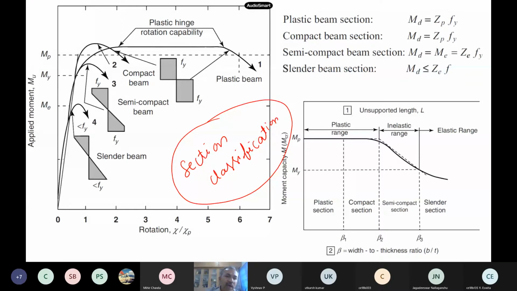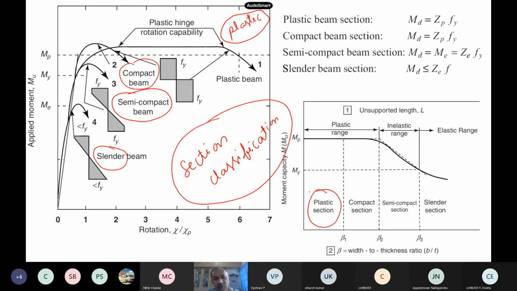So what do you mean by the plastic section? You remember the plastic things. When I say plastic section, what does it mean? We discussed it in the starting slides. Okay, so what do you mean by plastic section, or compact section, semi-compact, then slender? So what does it mean? Now, what do you mean by plastic section? If I say that the section is plastic, what does it mean?